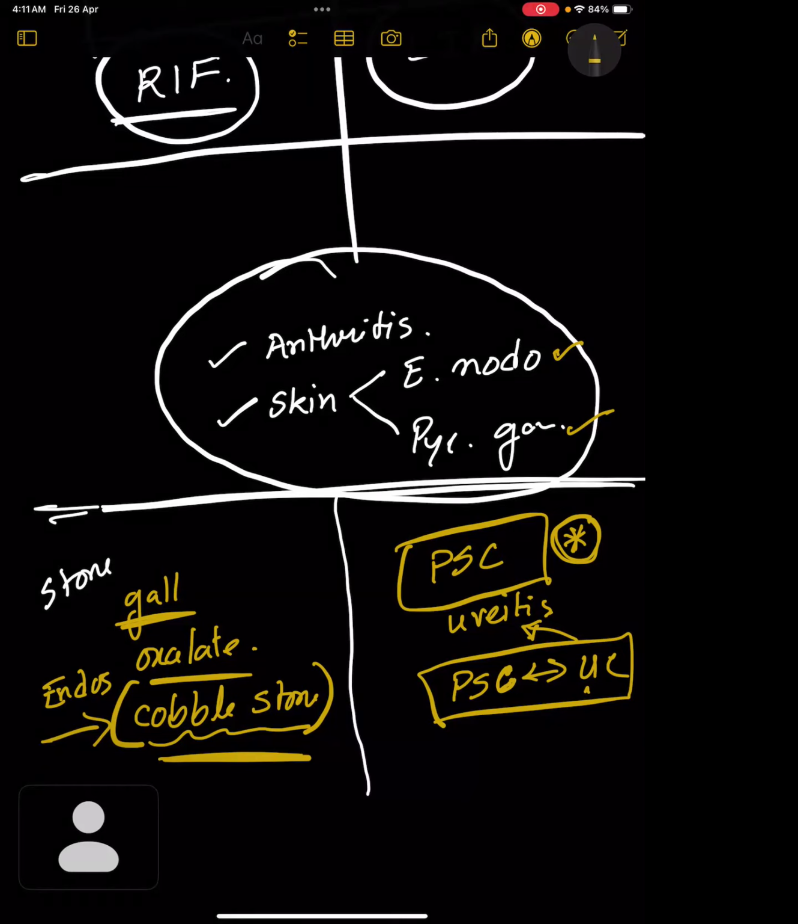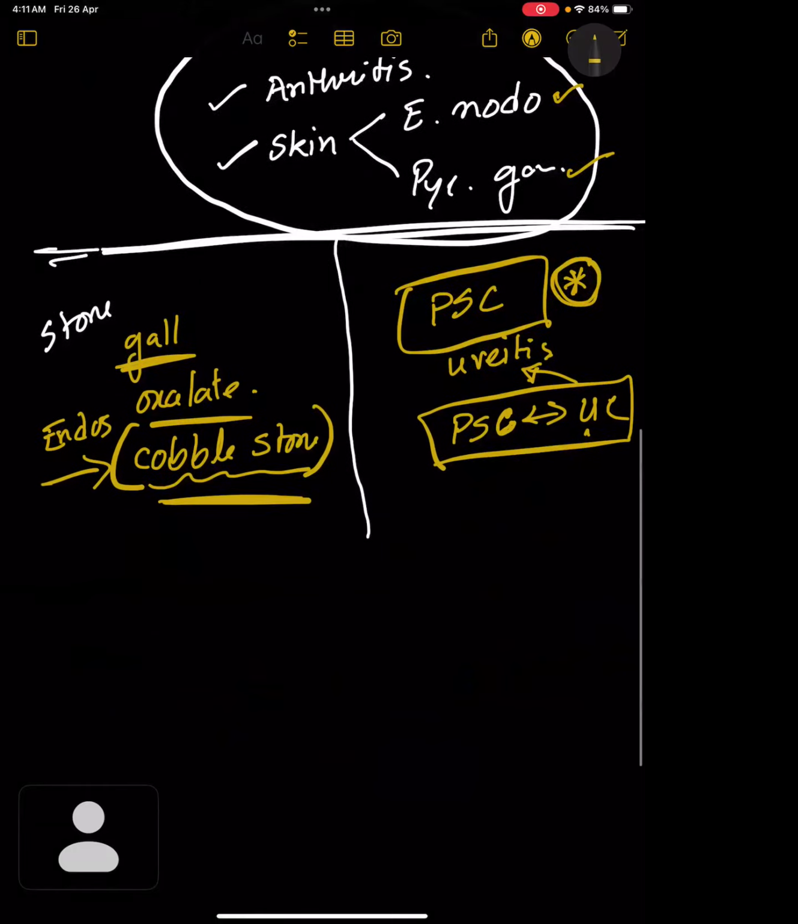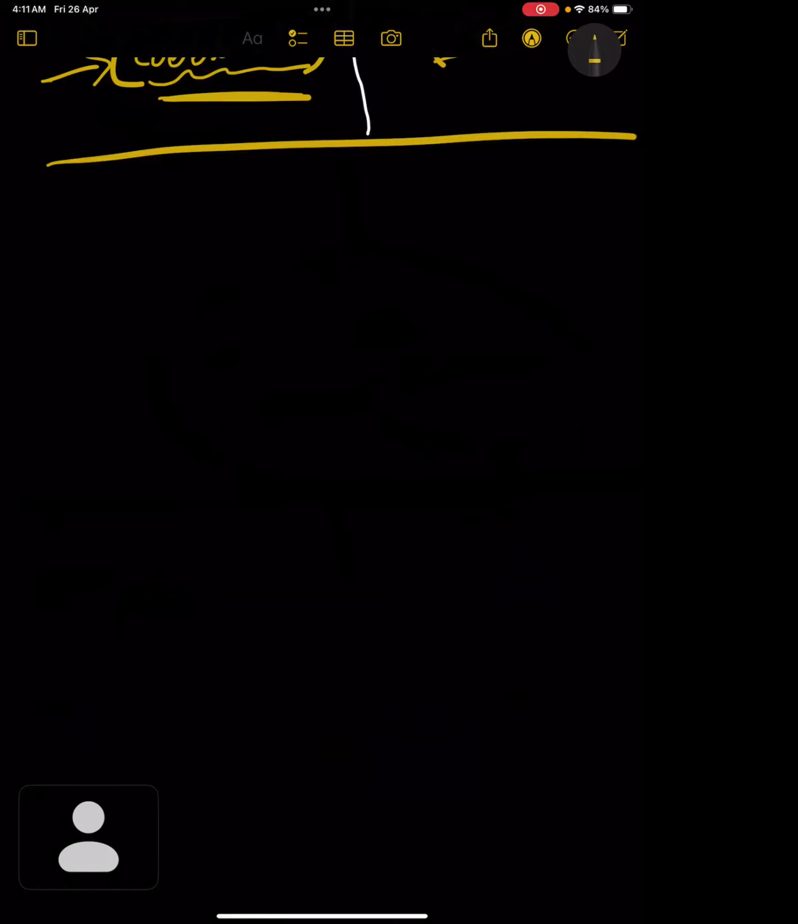If there is any GI tract association with PSC, obviously they want you to say ulcerative colitis. Okay. This is your intestinal and extraintestinal feature.